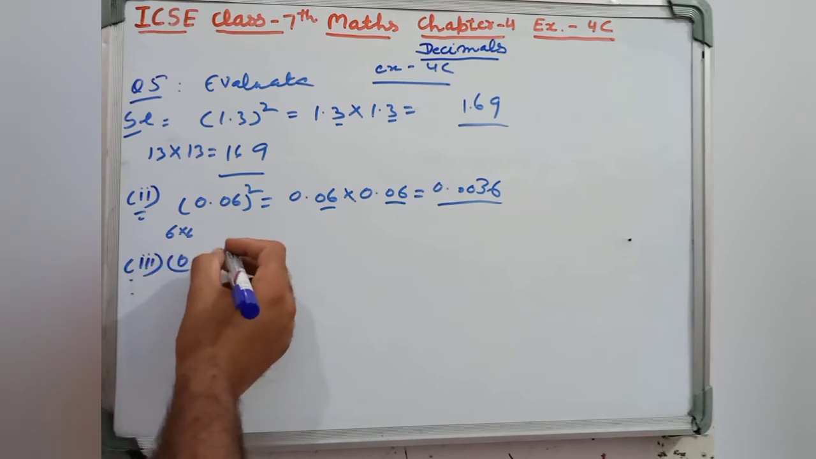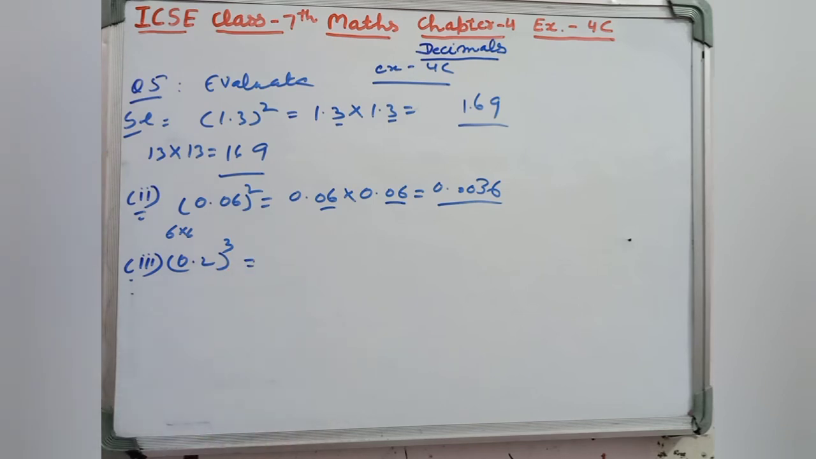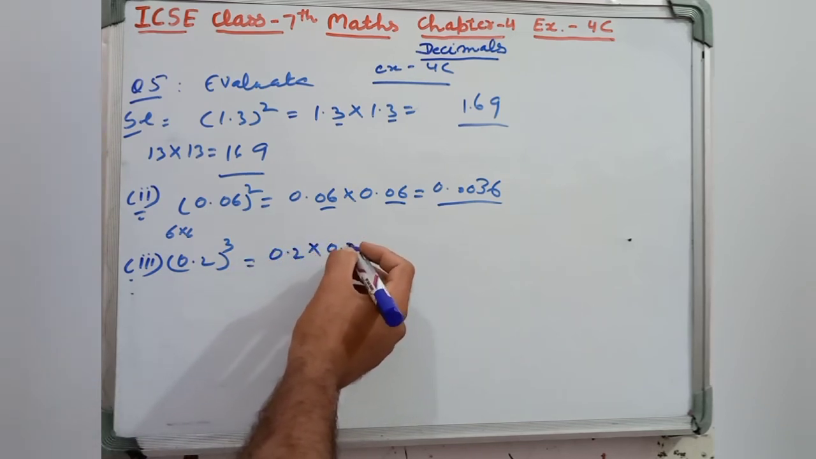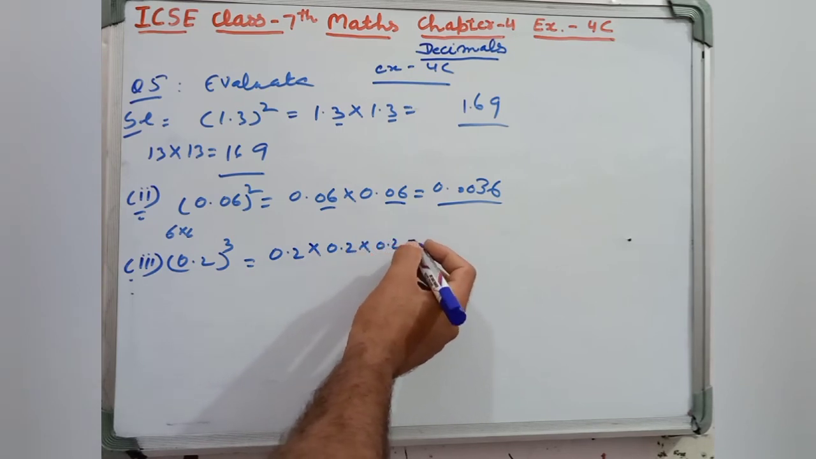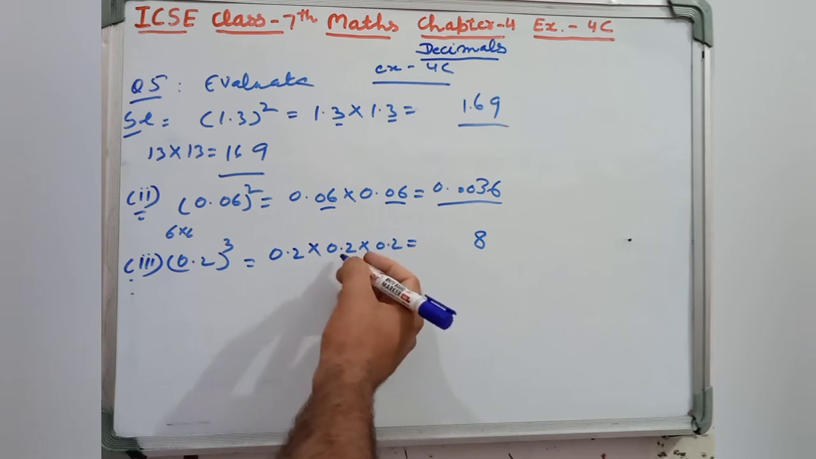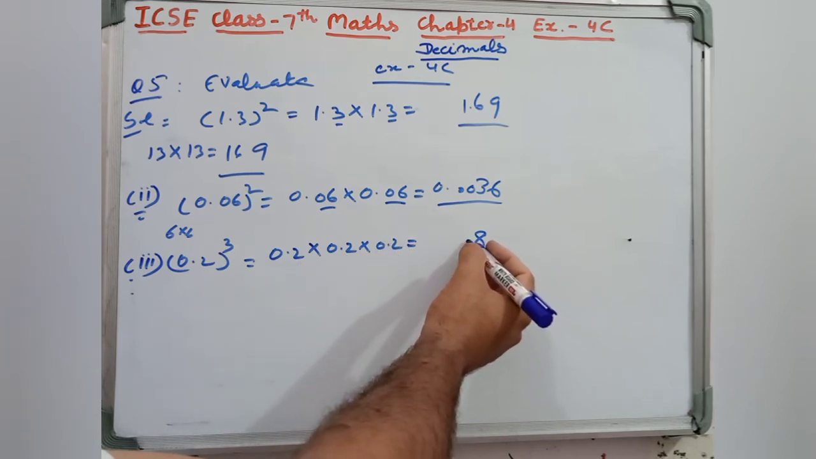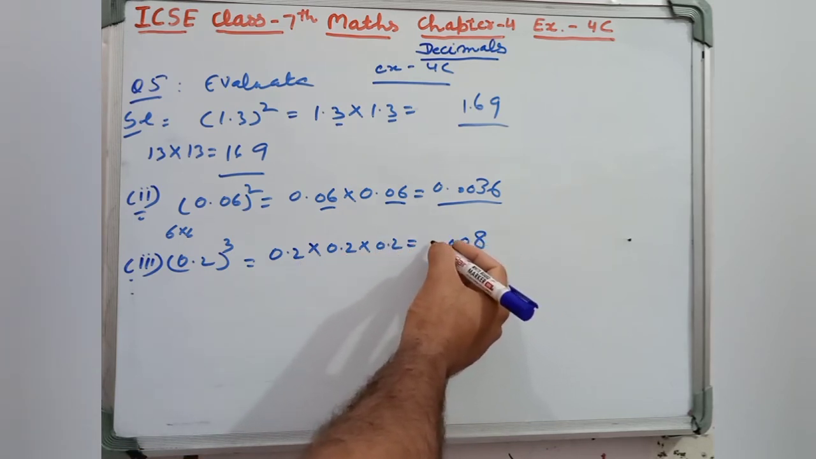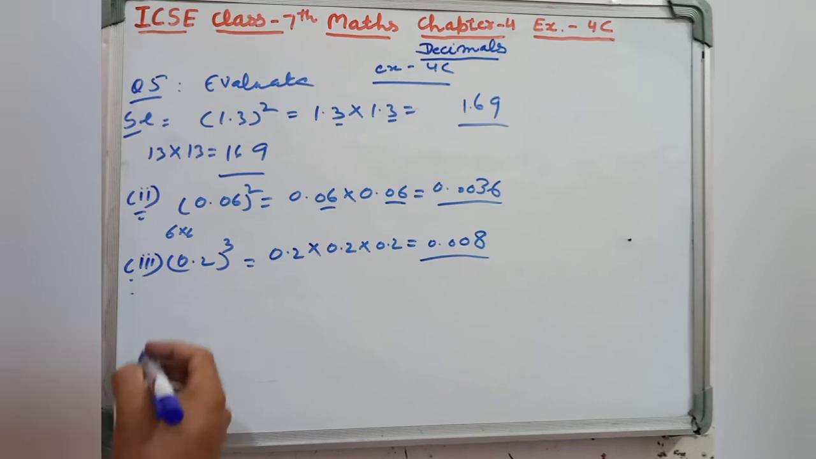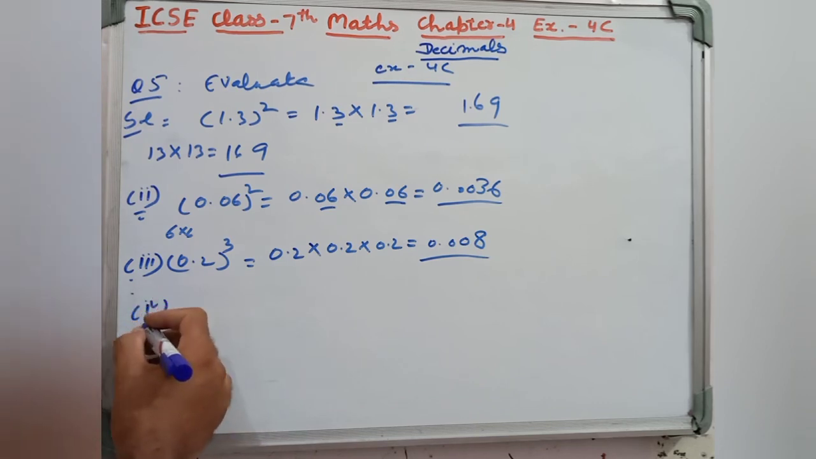0.2 cube. 2 times 2 is 4, 4 times 2 is 8. This means 0.2 multiplied by 0.2 multiplied by 0.2. 2 times 2 is 4, times 2 is 8. 3 decimal places: 1, 2, 3. This is 1 digit, we will make them 3 by putting 2 zeros. 0.008 is our answer.